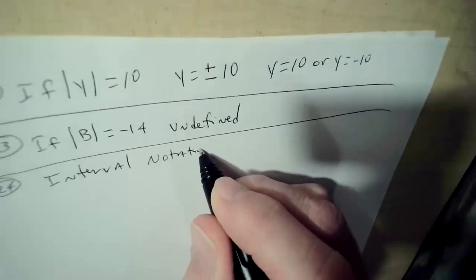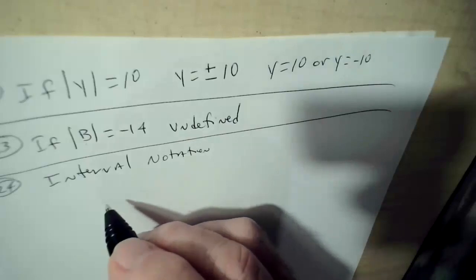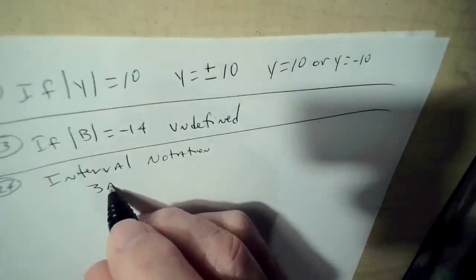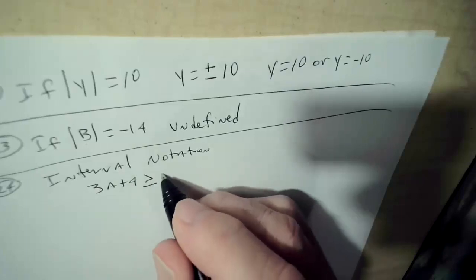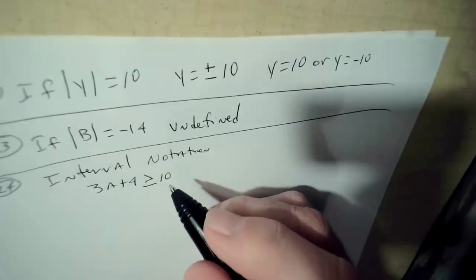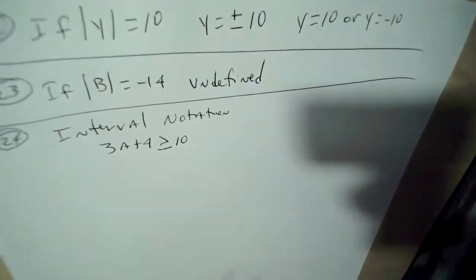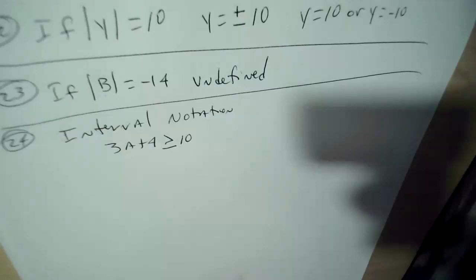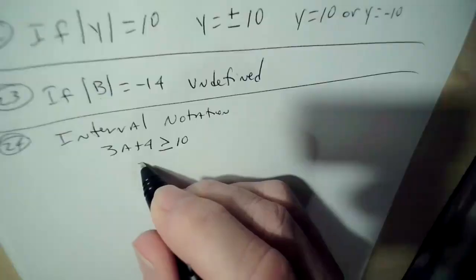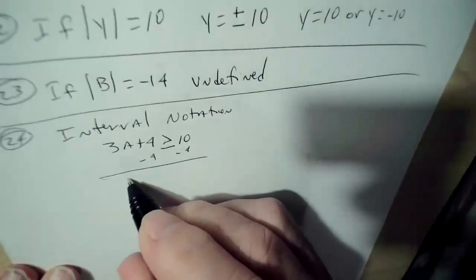Interval. Solve this and write it in interval notation. Okay, so if we have 3a plus 4 is greater than or equal to 10. Remember, you solve these just like equations with one exception: if you multiply or divide by a negative number, the sign flips.